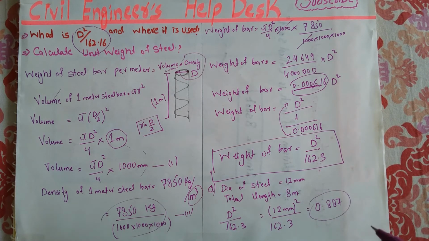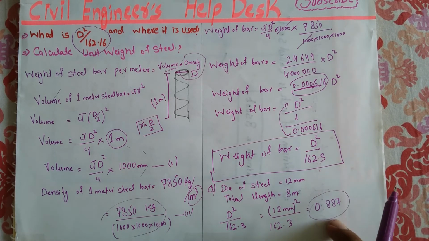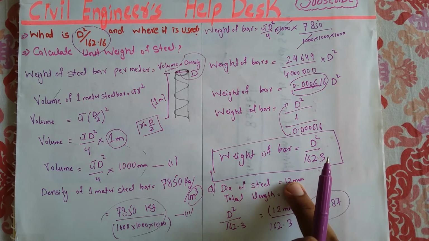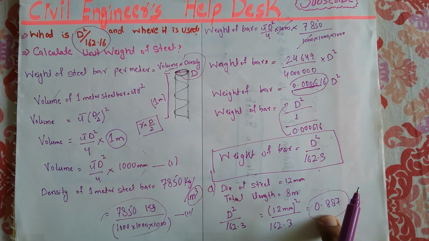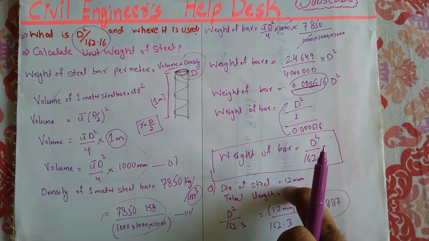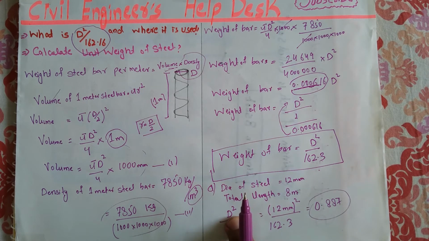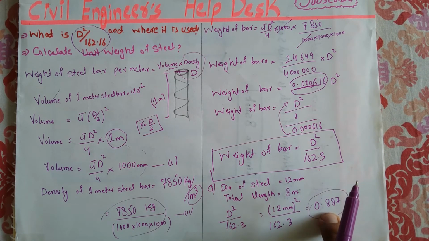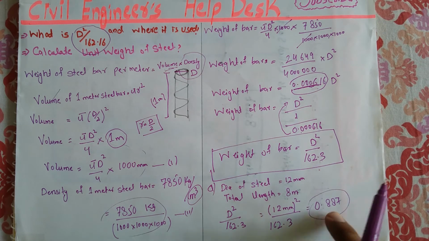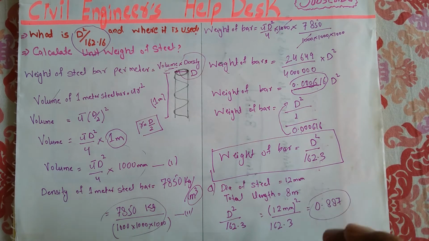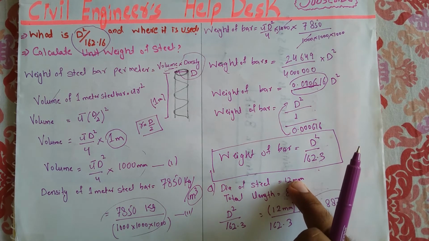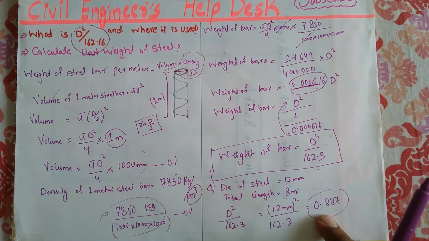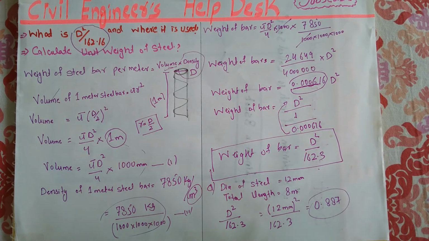You can even measure it by any method. If you have a bar of 10 mm, you put 10 here and you get the unit weight of a 10 mm bar. If you have a bar of 20 mm, you put the value 20 in d, and you get the unit weight of 20 mm. Unit weight means 1 meter weight. If you have a bar of 12 mm and its length is 1 meter, its weight will be 0.887. It is actually called unit weight.